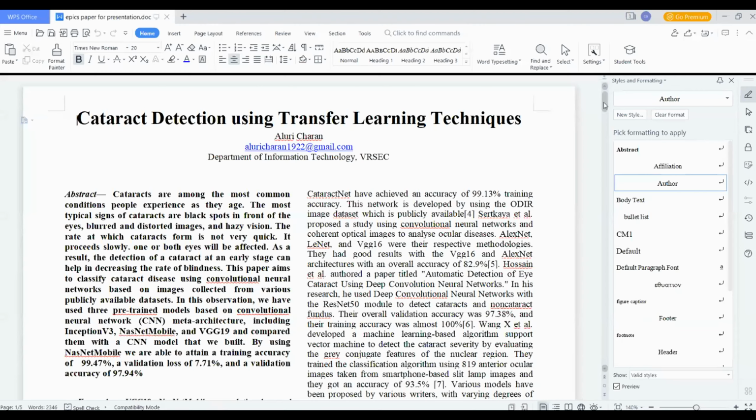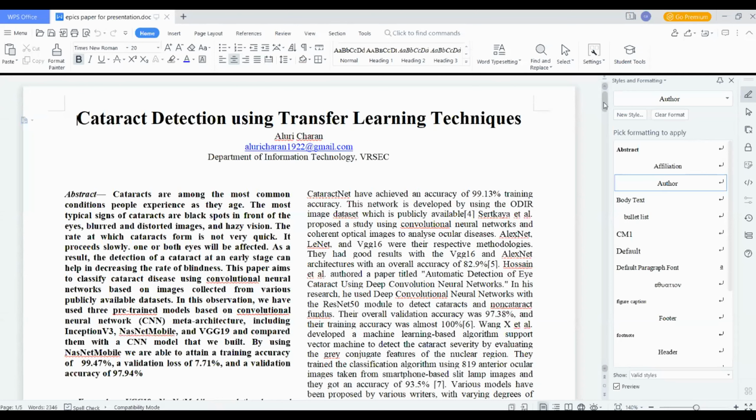My paper title is cataract detection using transfer learning techniques. First, we have to understand what cataract is. Cataract is the most common disease that people get with age. Cataract is a condition where people usually get a clouding layer on the pupil of their eye. That means a white layer will form on the pupil that will make them blind. Due to that condition, their eyes will be blurred and they will have distorted images.